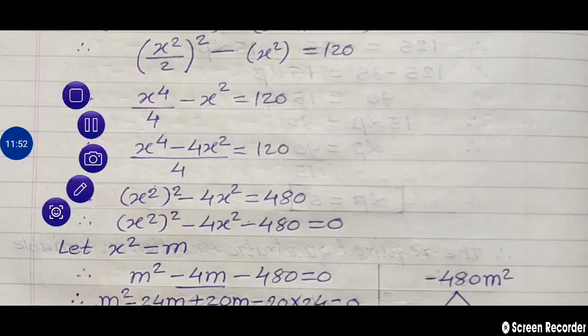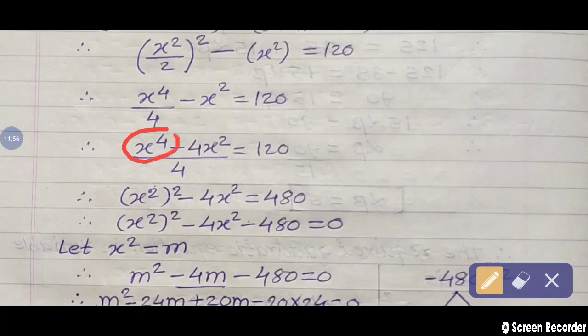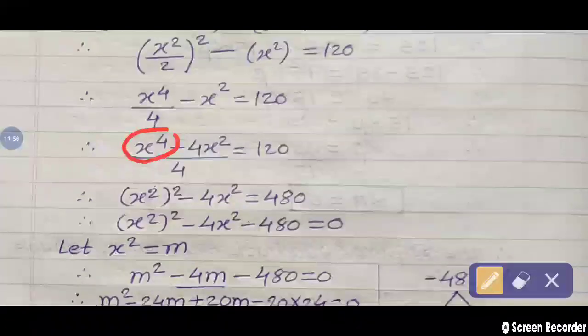So the square of x square. x raised to 4 means what? x square, and again we are making the square.